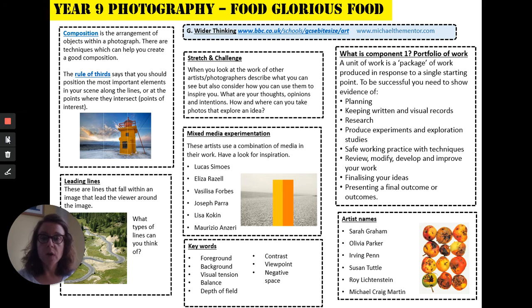Some of those words are included on this knowledge organiser, and a lot of the important ones are on here for Year 9. Words like composition, you're going to hear that word a lot in your lessons, especially when you're doing practical work. If you understand composition and how to use it when you're taking photographs, you're going to develop the visual quality of your work, and that's really important.